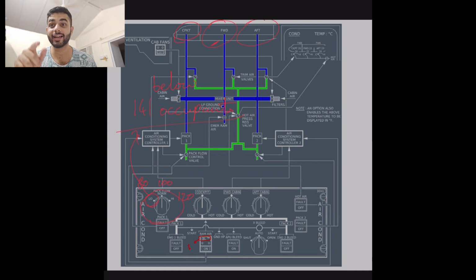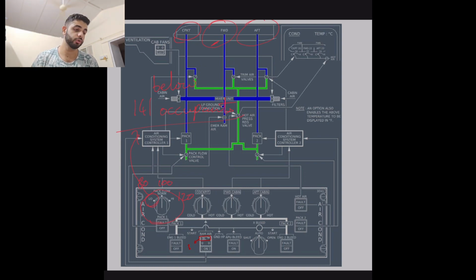Now you will all ask, the mixer unit is there in the middle, so how is it controlled? Pack 1 usually controls most of the air that is going towards the cockpit. Pack 2 controls most of the air that is going towards the cabin. There is still mixing going on. It's just that there is so much flow and so much air that you won't realize the difference.